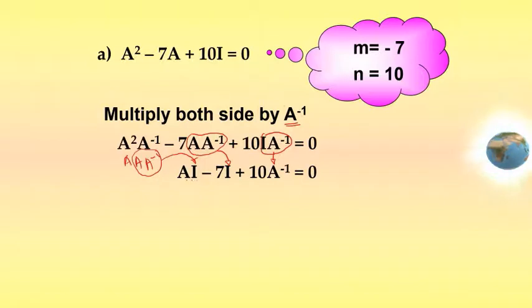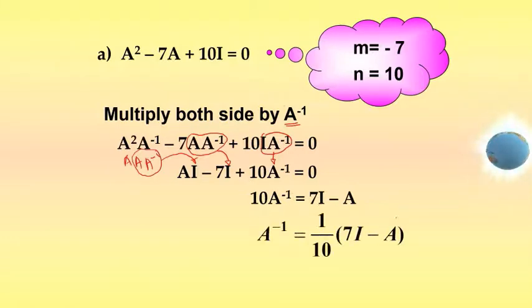So we have this one, A times identity becomes A. 7 times identity is equal to 7 identity, not 7, because this is a matrix, not 1. So we still have to write this identity because this one is a matrix. Now we want to find the inverse, and next step, just leave A inverse on the left hand side, and then 10 we have to move to the other side. This is the inverse expression.